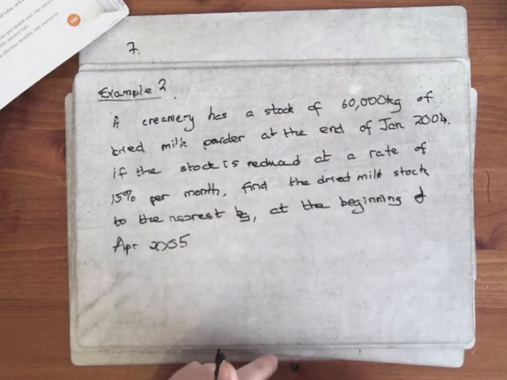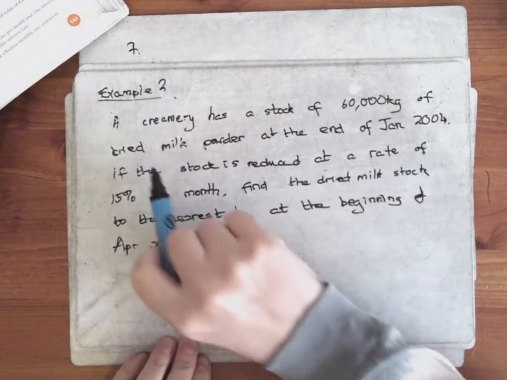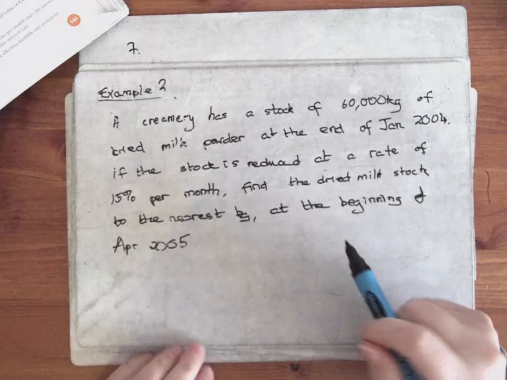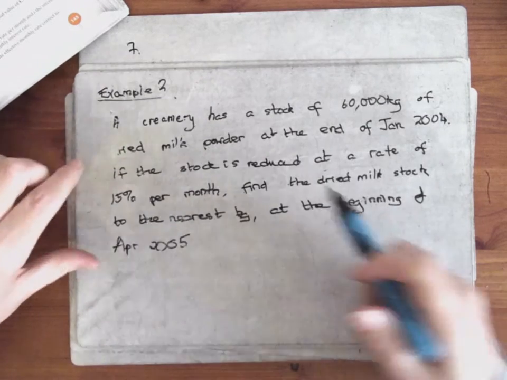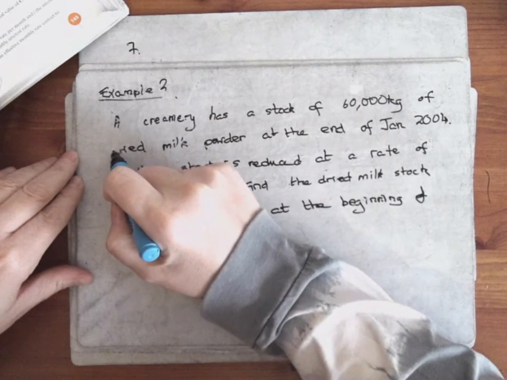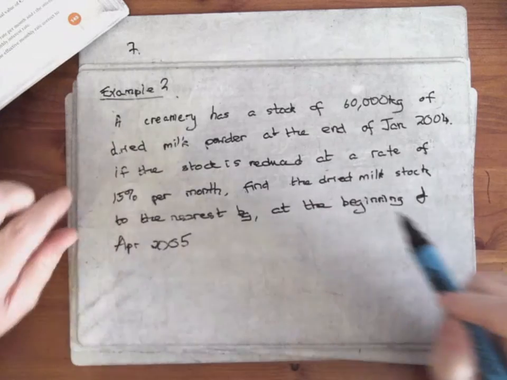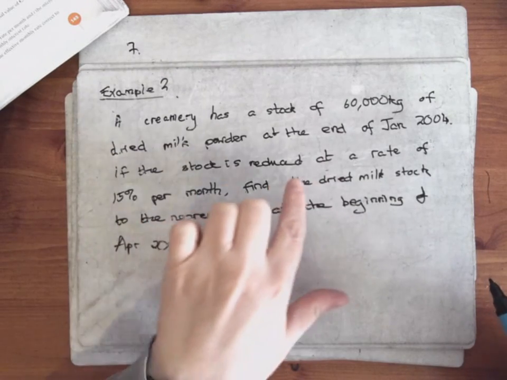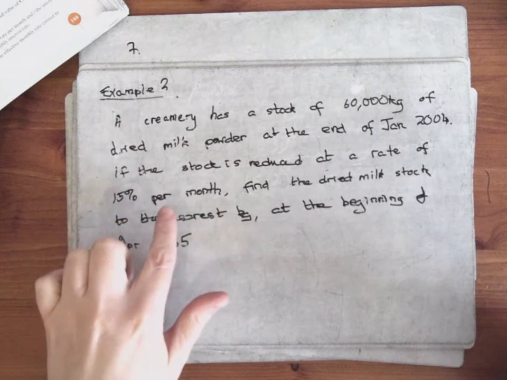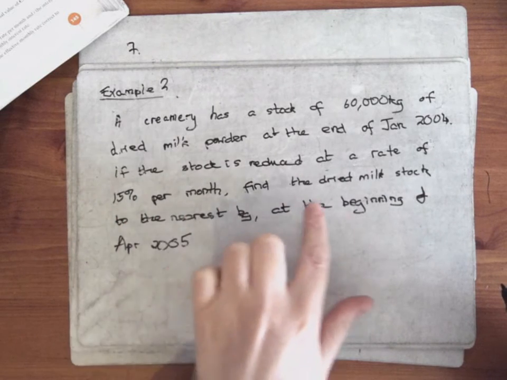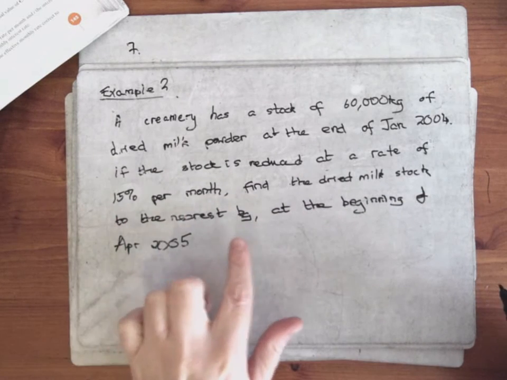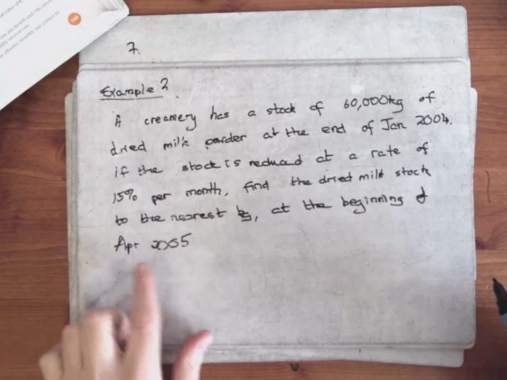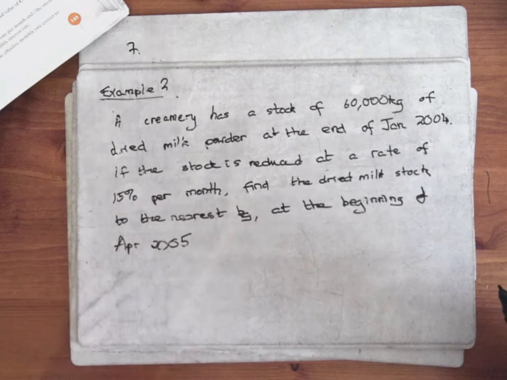A creamery has a stock of 60,000 kilograms of dried milk powder at the end of January 2004. If the stock is reduced at a rate of 15% per month, find the dried milk stock to the nearest kilogram at the beginning of April 2005. So the dried stock is going down and down.